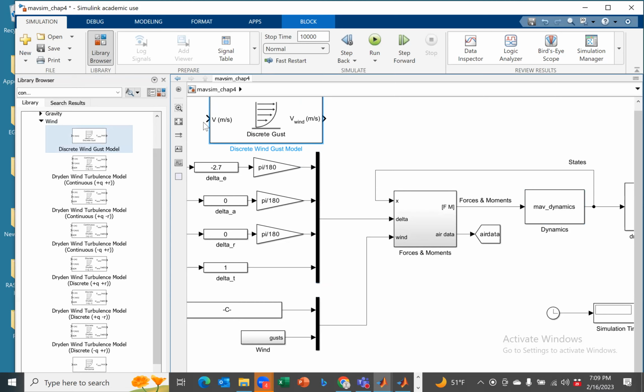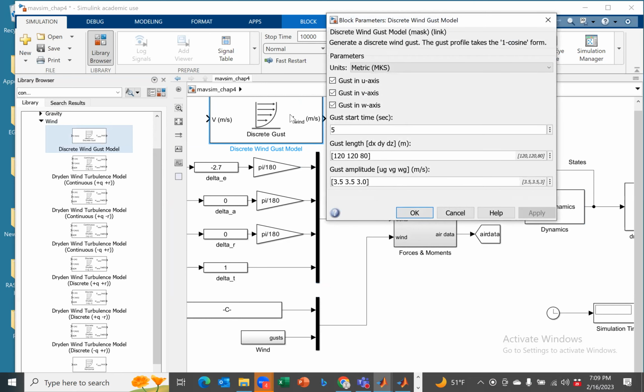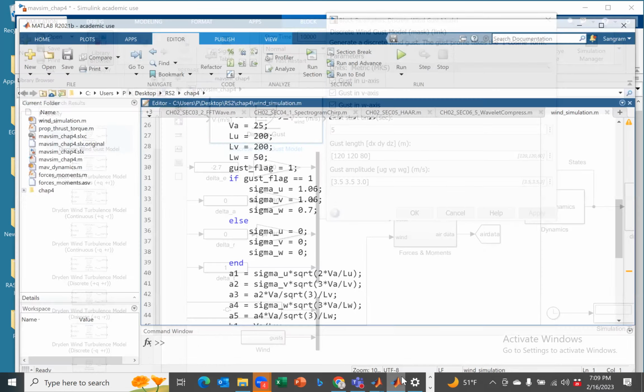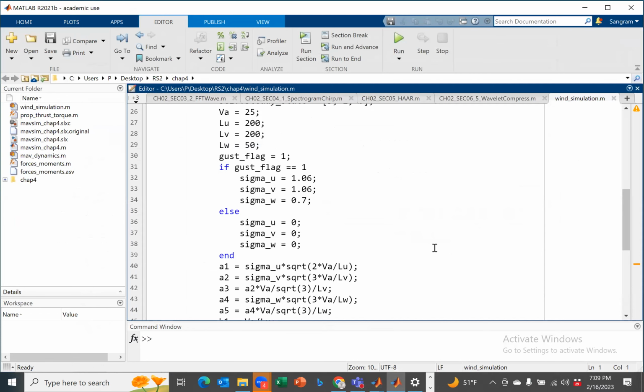So what this will do is once you send the airspeed to this V25, it will actually give you the wind model. So it will give you gust in U axis, gust in V axis, gust in W axis. Yeah, wind simulation. So that wind model is actually implementing all this.